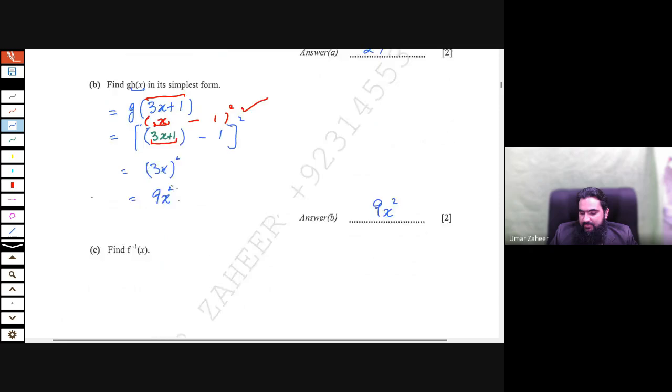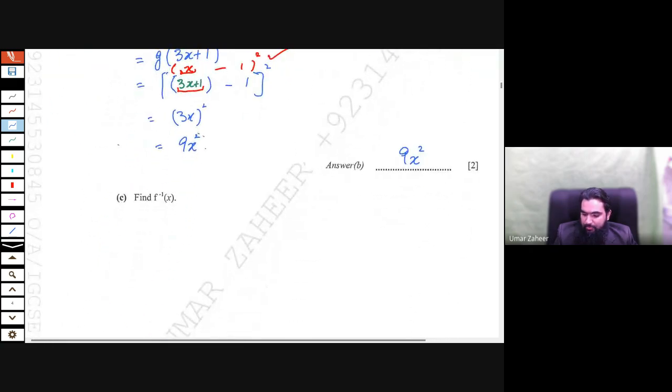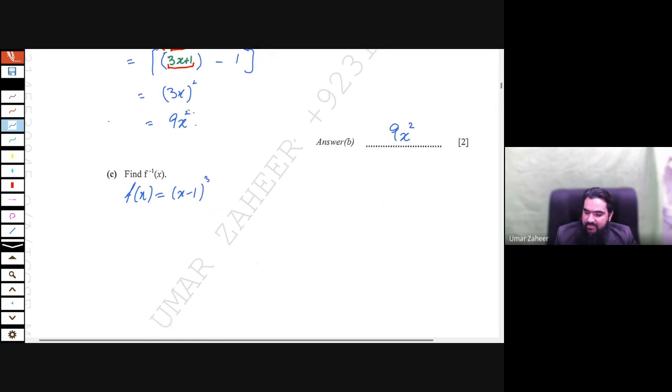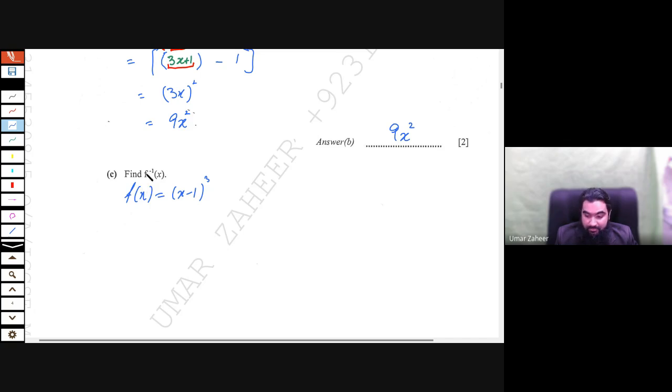Yes, we have the next one. We have to find f inverse of x. We have f of x is equal to x minus 1 whole cube. Yes, Taha, what is the first step? So substitute the value. We have to find the inverse.